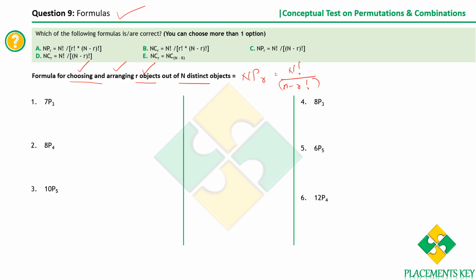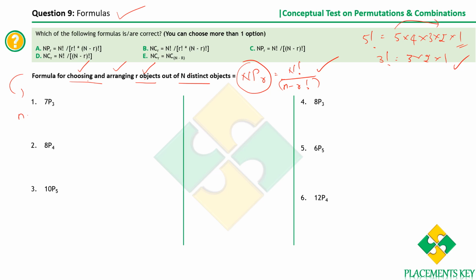Okay. I repeat, the number of ways in which we can choose and arrange r objects out of n distinct objects is given as nPr. The formula is n factorial by (n minus r) factorial. I suppose everyone knows what factorial is. For example, what is 5 factorial? It is 5 into 4 into 3 into 2 into 1. So we start writing consecutive numbers in descending order till we reach 1. For example, if we want 3 factorial, we write it as 3 into 2 into 1. Let's apply this here.